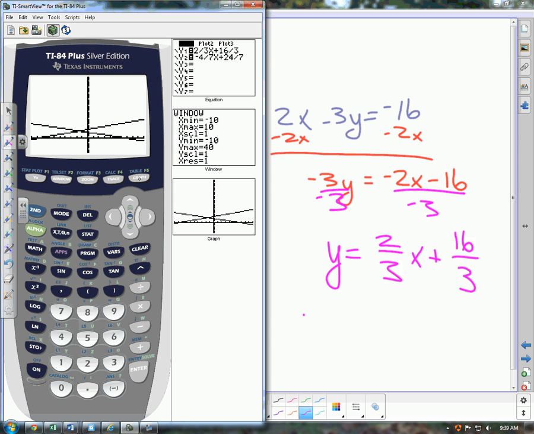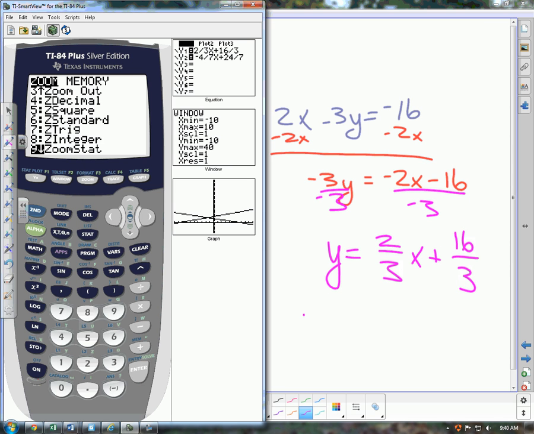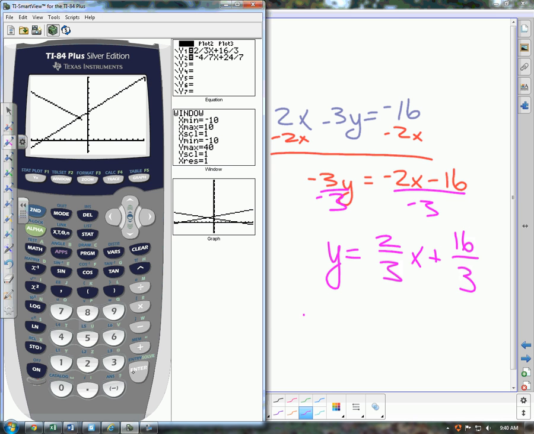If that is not the case, those of you with a TI, go to Zoom and try Zoom Fit. I think it is. Yes, Zoom Fit. And that will show you a good viewing window to fit those two in there. On a Casio, you would hit second or the zoom button also, and yours would be Zoom Auto.